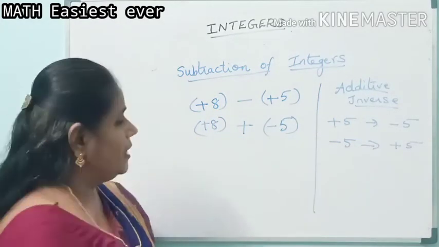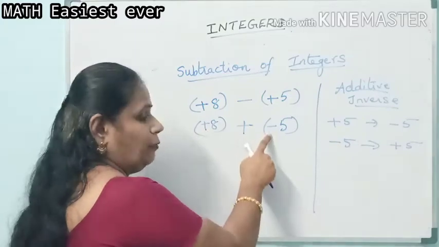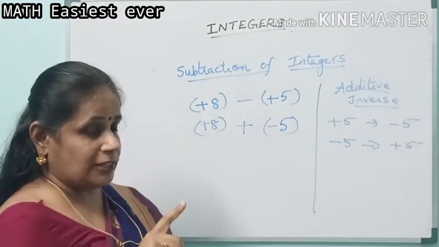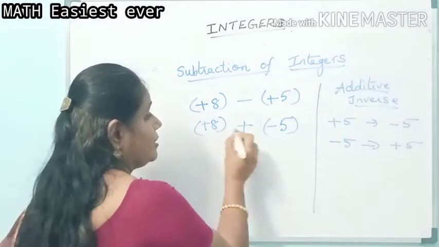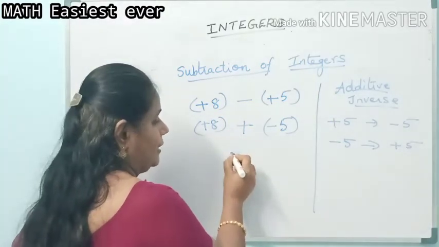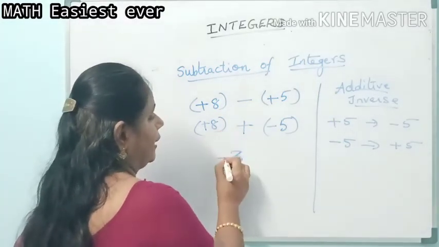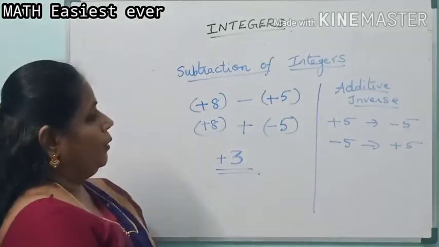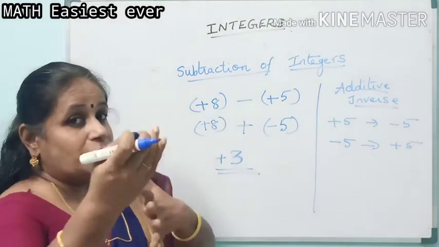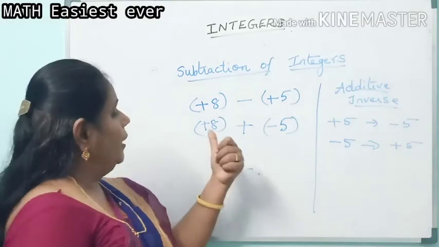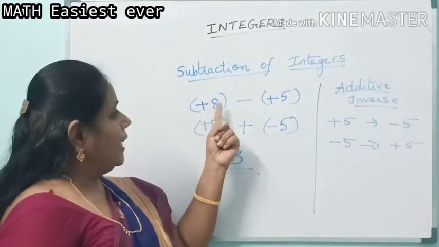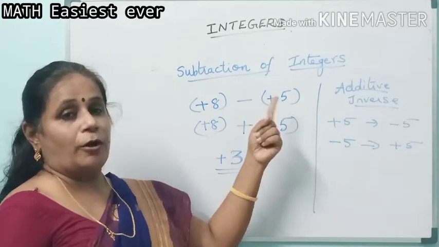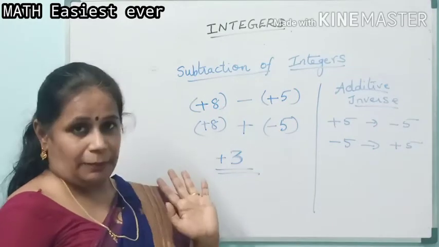Now it becomes the same as addition of integers. What is that? One positive and one negative. What did I tell you? One positive integer, one negative integer: you have to find the difference. Difference of 8 and 5 is 3, and put the sign of the greater number. So after this step, it comes to the addition of integers step. So 8 and minus 5 is plus 3. So plus 8 minus plus 5, the answer is plus 3.